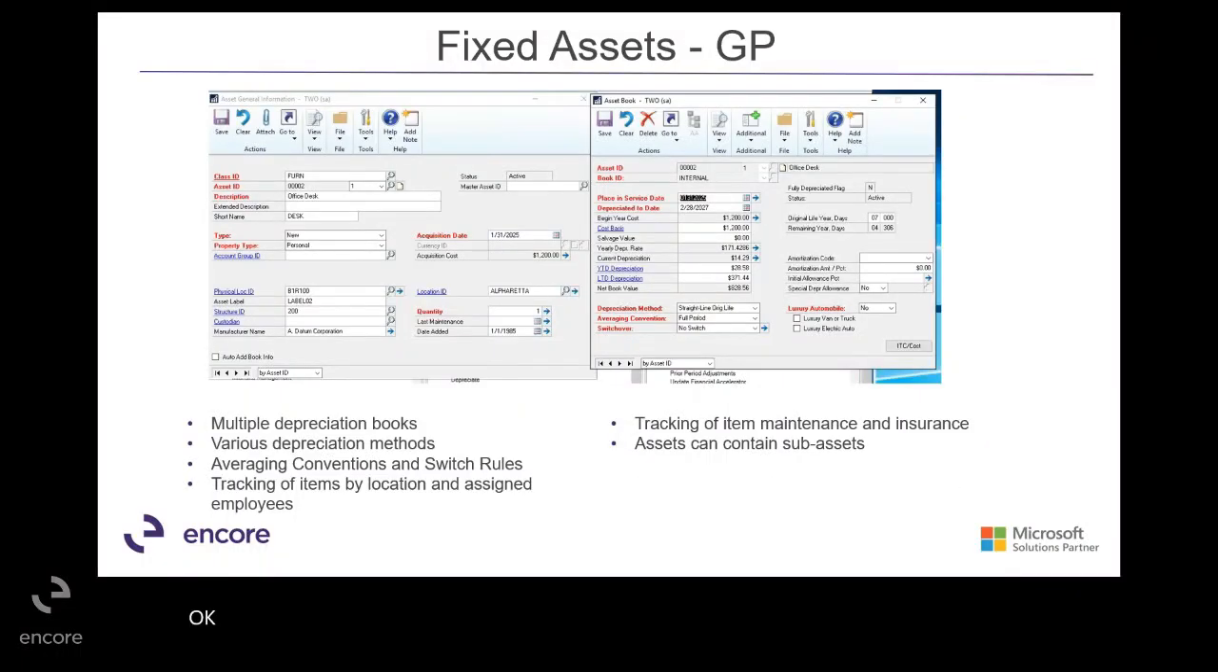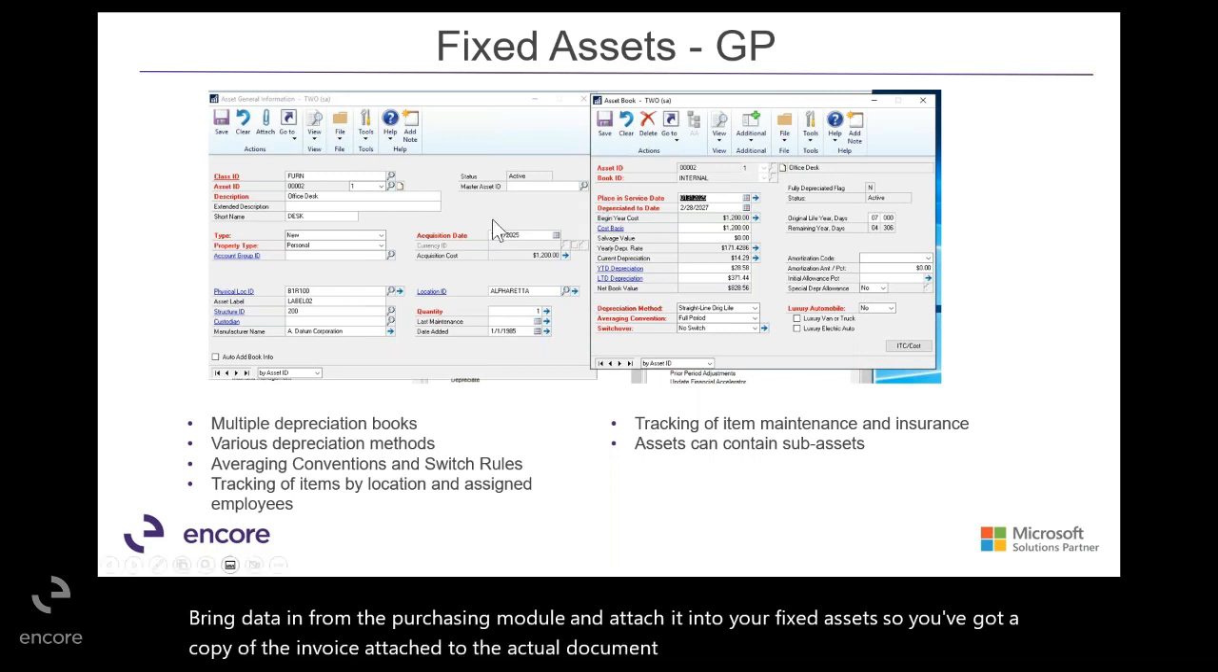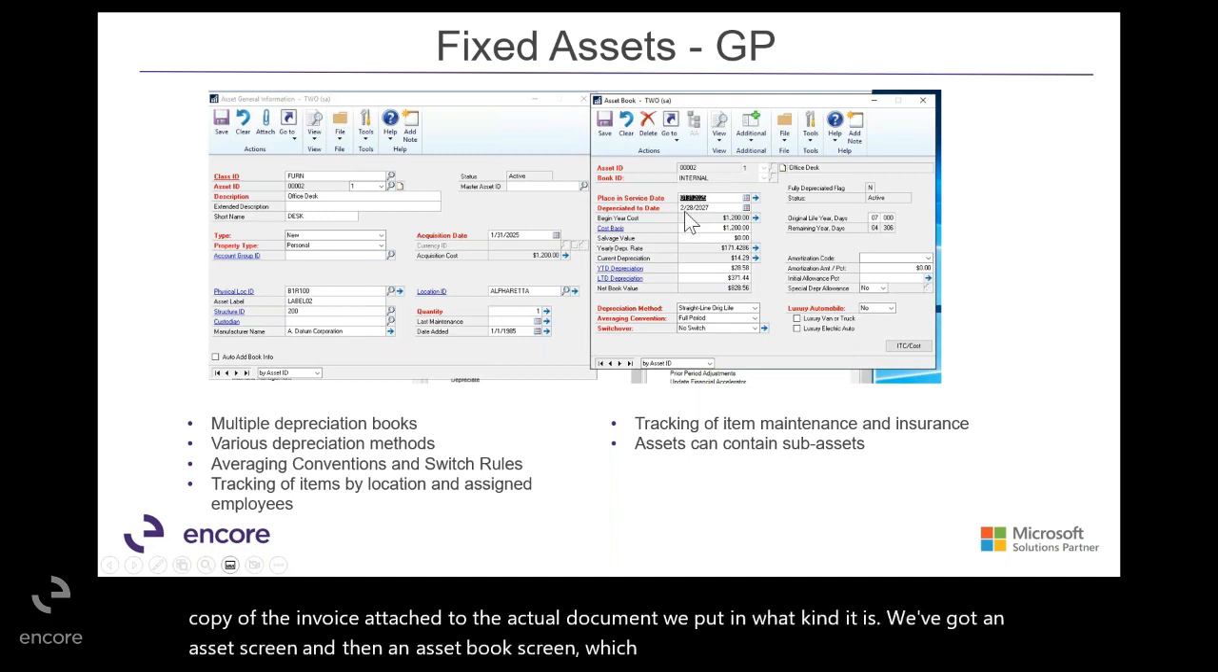Next thing is fixed assets. There's a fixed asset module inside GP. It allows you to bring data in from the purchasing module and attach it into your fixed asset. So you've got a copy of the invoice attached to the actual document. We put in what kind it is. We've got an asset screen and then an asset book screen, which allows us to set the depreciation.